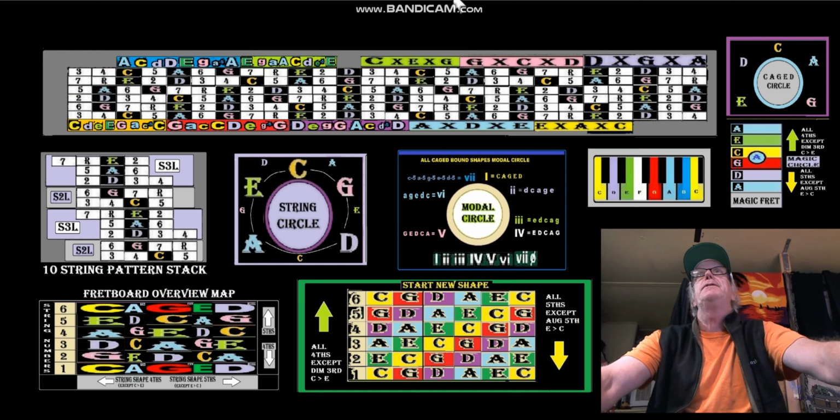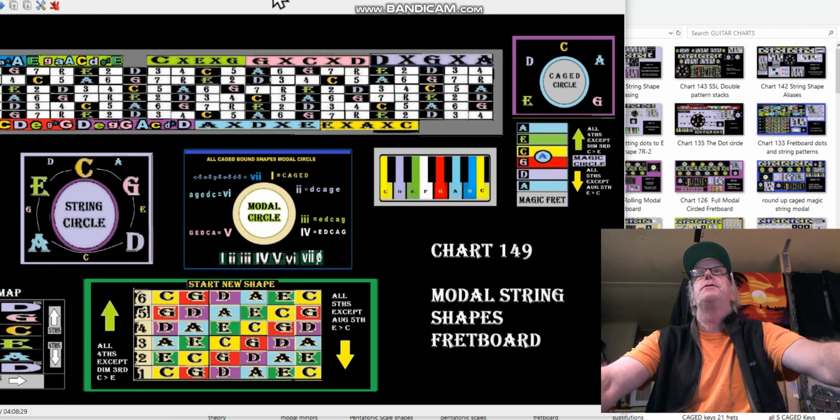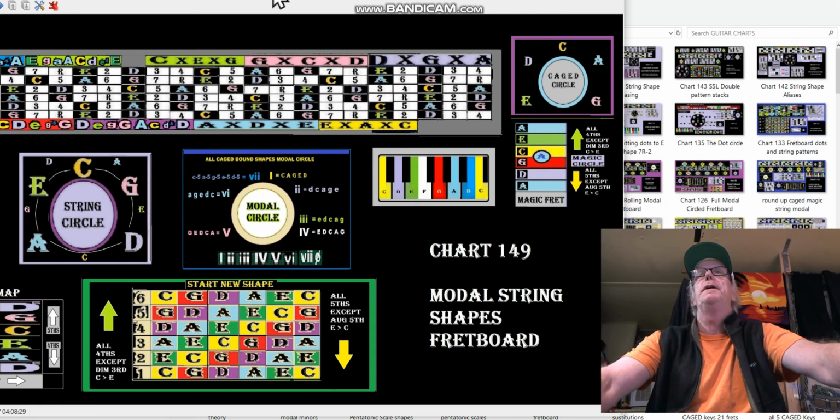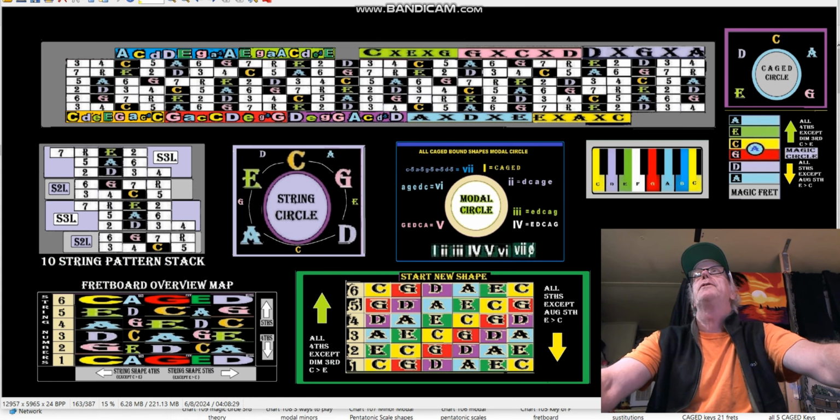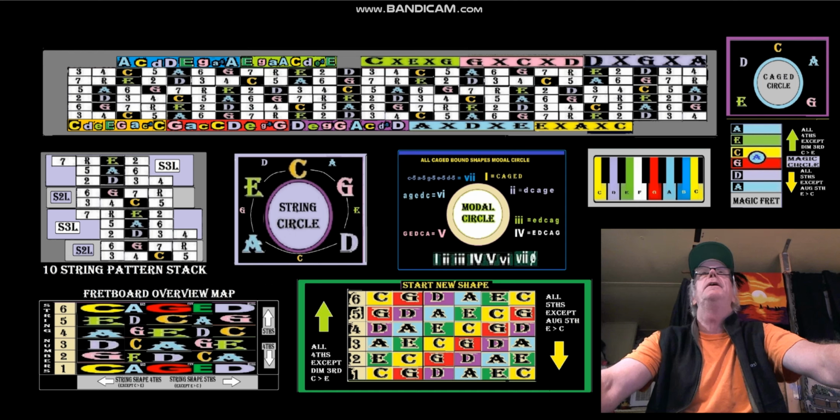This is today's chart here that I made. I actually got up and brainstormed in the middle of the night. Chart 149, Modal String Shapes Fretboard. That's what it's called, and that's what it is. And the reason it is called modal is because we have these little ABCs up here.